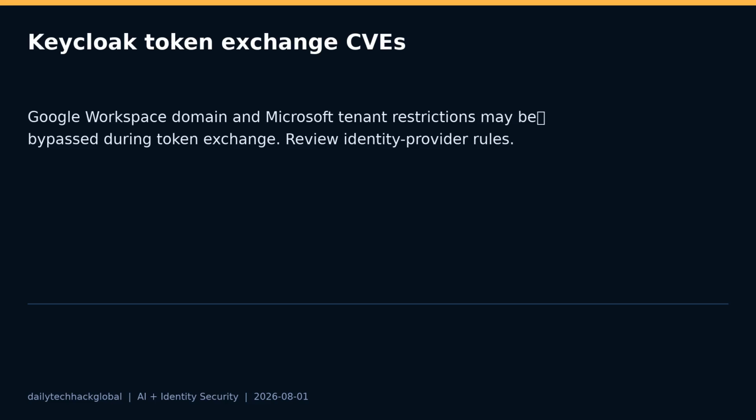CVE-2026-18215 is the Microsoft parallel. Tenant restrictions can be ignored during token exchange, allowing a token from another organization to pass where it should not. Both are listed as CVSS 6.8, medium severity, but they matter more in environments that rely on workspace domains or Microsoft tenants as a hard admission rule.